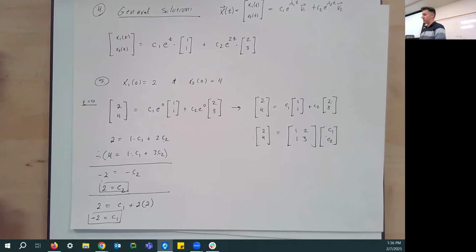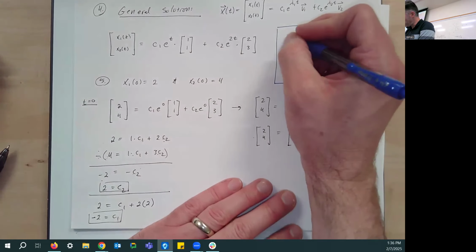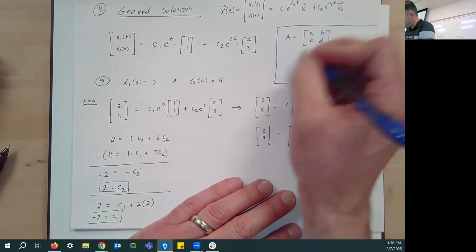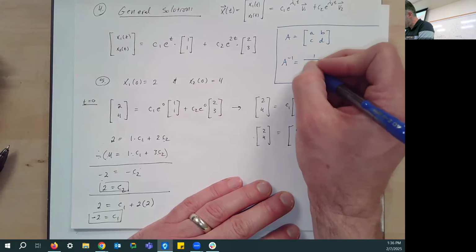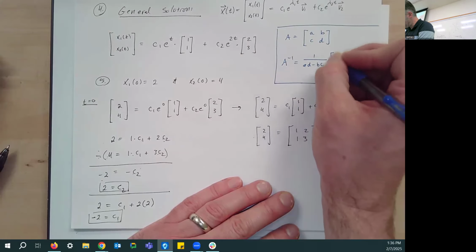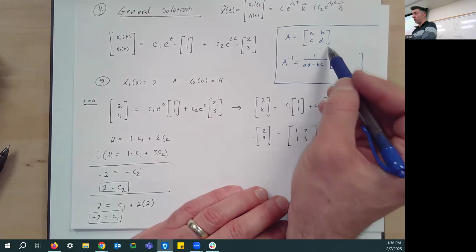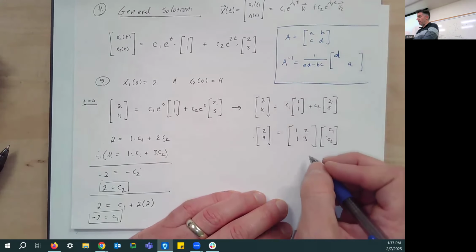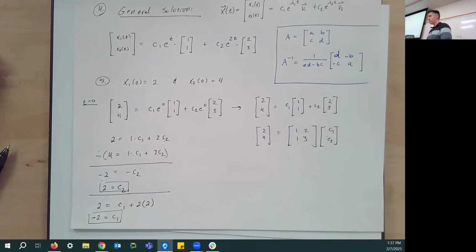And there's a way to find the inverse. It's probably been a while since you found the inverse of a matrix, but I'll remind you that if your matrix is a 2 by 2 matrix, A, B, C, D, then the inverse matrix is equal to 1 divided by the determinant, AD minus BC, multiplied by, here's how you find the inverse. You switch the diagonal elements. So A and D trade places. And then the off-diagonal elements change signs.